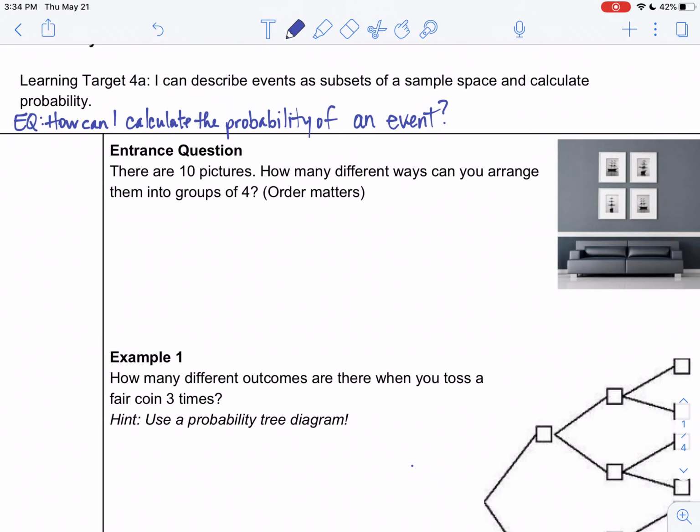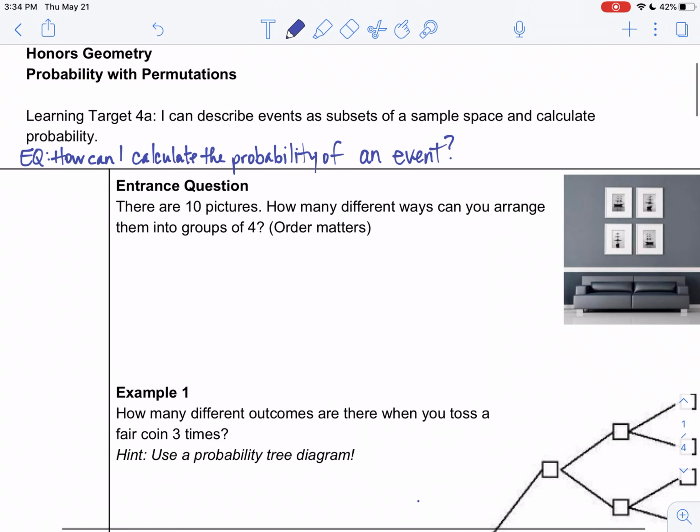Honors Geometry people, welcome back. Today we're going to talk about probability with permutations. And our essential question is, how can I calculate the probability of an event? We're going to start with the entrance question.